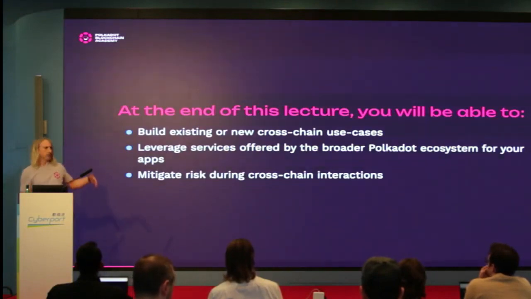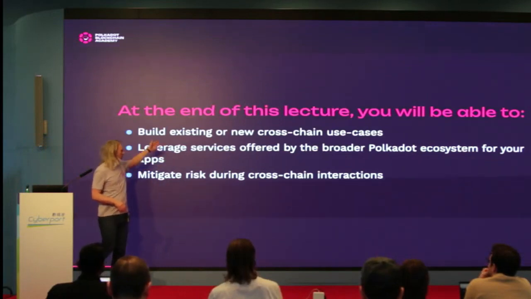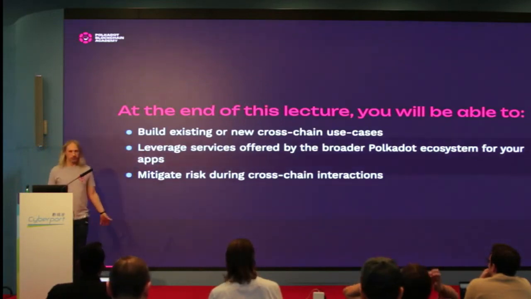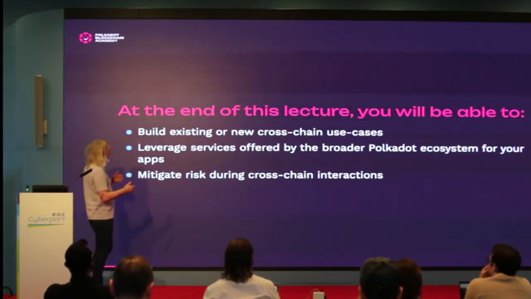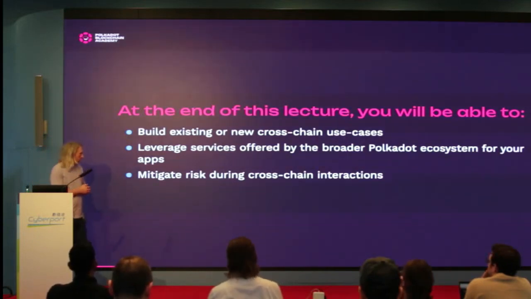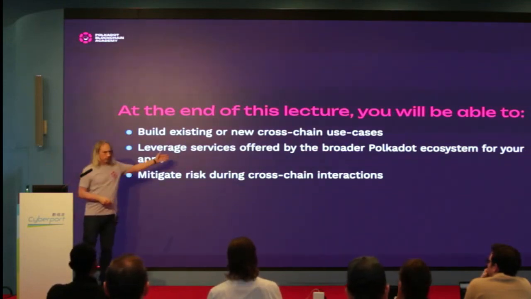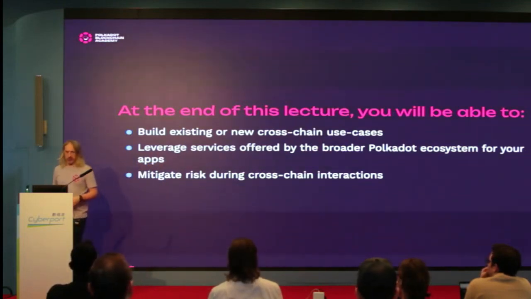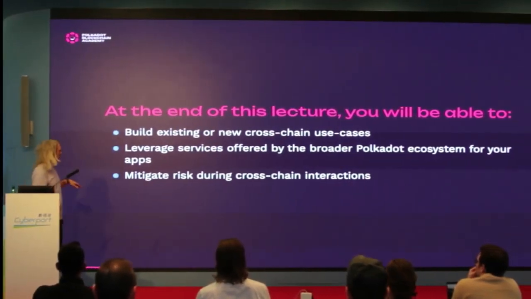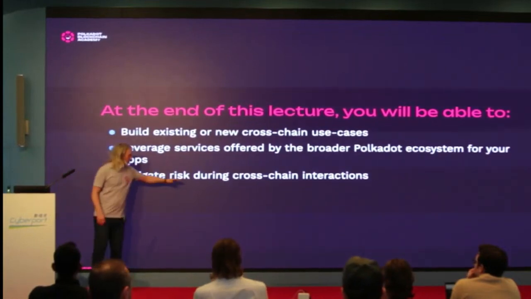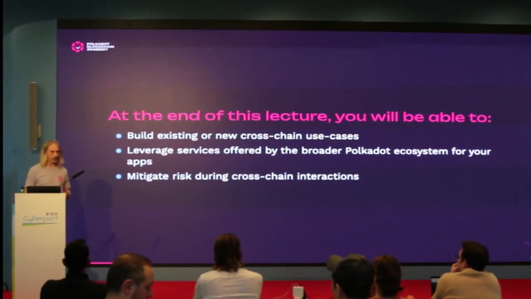So by the end of this, you should be able to start thinking about building cross-chain use cases, think about the things that are involved when you're designing and architecting them, understand what services there might be pre-existing in the ecosystem, and probably most importantly, should have an idea about the risks of cross-chain interactions and how to manage those risks.